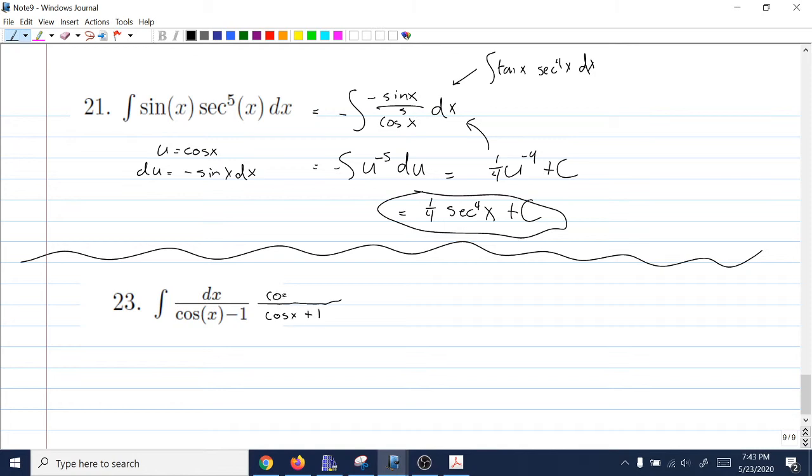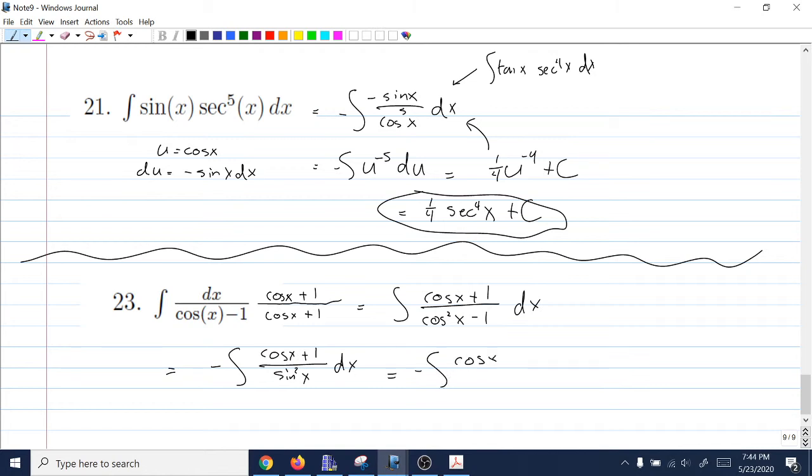I'm going to multiply by cosine plus 1 on top and bottom. I'm multiplying by 1, so I'm not changing anything. On top I get cosine x plus 1. On bottom I get cosine squared minus 1. That's the opposite of 1 minus cosine squared. That's the opposite of sine squared. Let's split this into separate fractions. Actually, let's split it all the way into separate integrals.